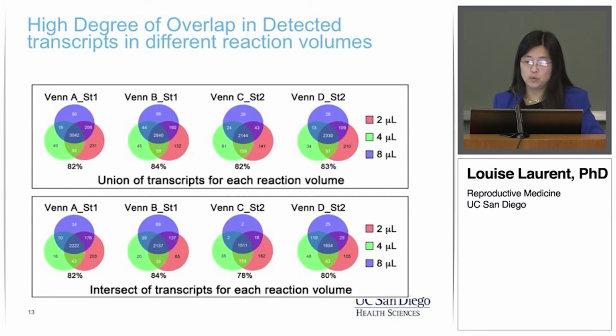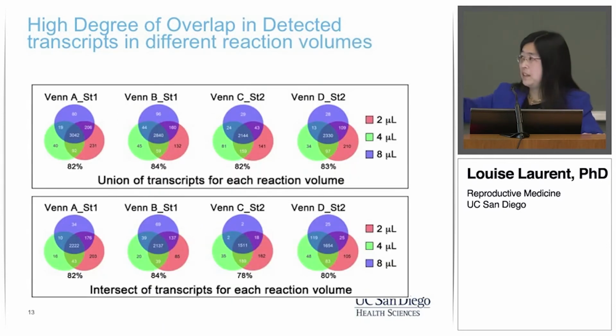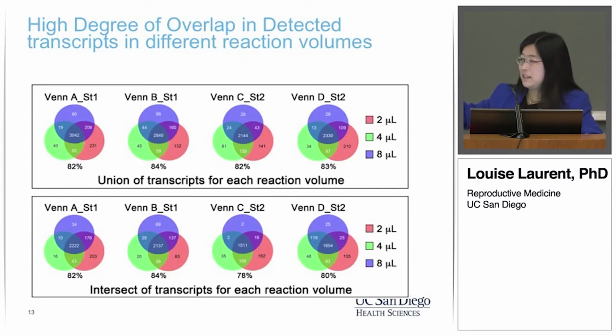Here, what we're doing is we're looking across the reaction volume. So how reproducible is the data between 2, 4, and 8 microliters in terms of detected transcripts? And here, we're running around 80% or a little bit more between 2, 4, and 8 microliters. So that's pretty good. It's basically very similar to within a given volume. And we've done this in 2 ways. On the top, I'm showing the union of transcripts for each reaction volume, so basically taking everything within each Venn diagram. And then at the bottom, we're looking at the intersect.